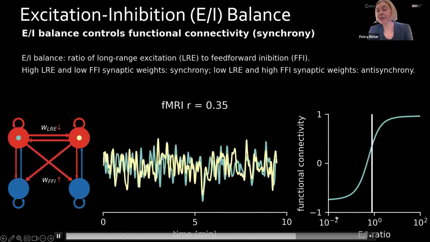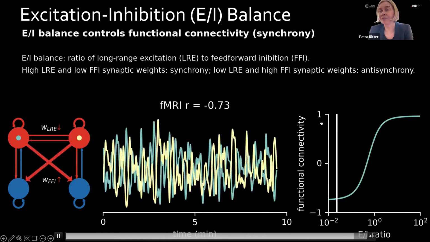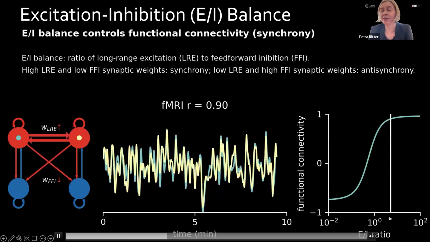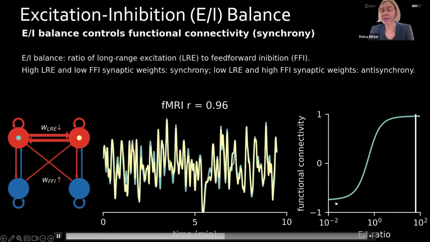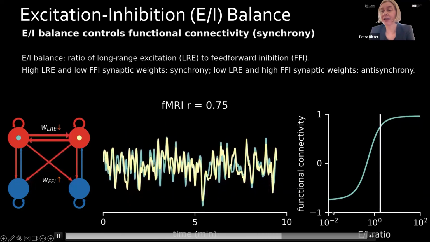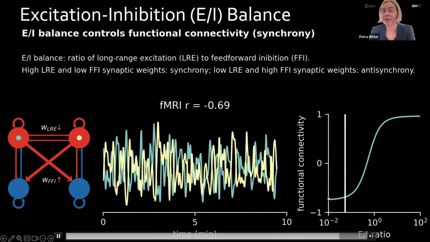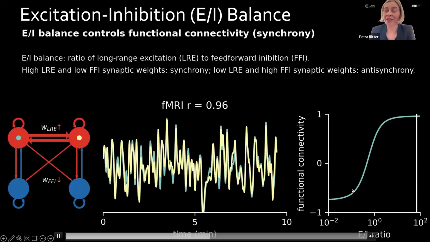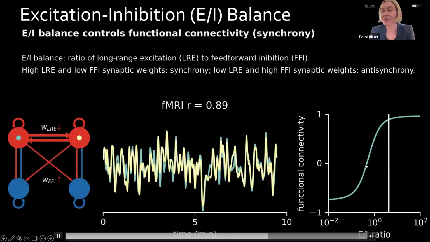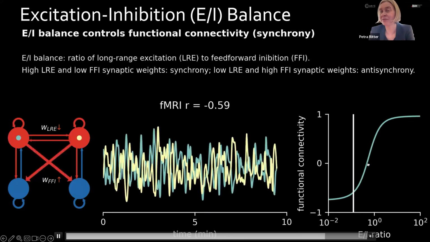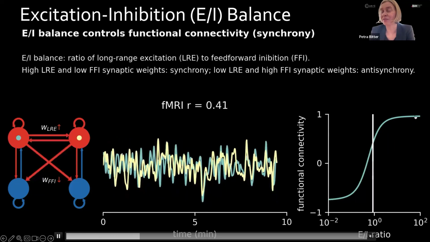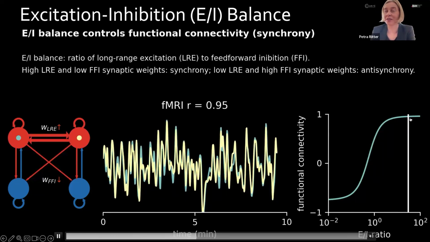And this can be seen here. So this is the degree of synchronization, or also called functional connectivity. And this is the excitation inhibition ratio. And this can be systematically varied with a low excitation inhibition ratio from anti-correlation, via a medium excitation inhibition ratio where we have no correlation, and then a high excitation inhibition ratio where we have full correlation or synchronicity.